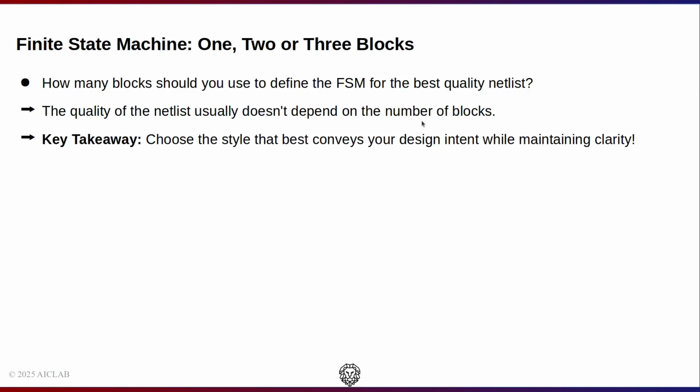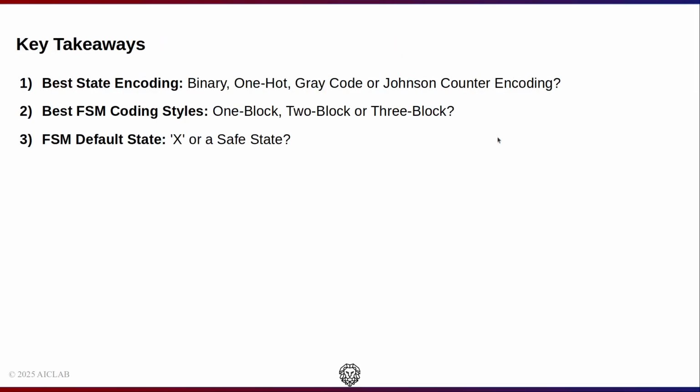So the question is, should we use 1, 2 or 3 blocks for a finite state machine? As you can see in the previous example, the quality of the netlist is independent of the coding style. The key takeaway here is to choose the style that is best for you and for your design, and always use the coding style that has more clarity. Take home message: what is the best state encoding? Binary, one hot, gray code, or Johnson counter encoding? The answer is to let the synthesis tools decide the best encoding based on your constraint.